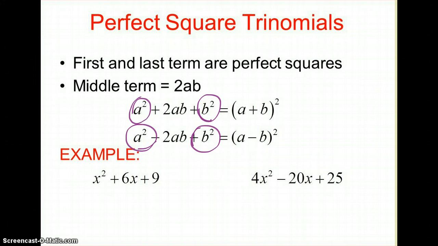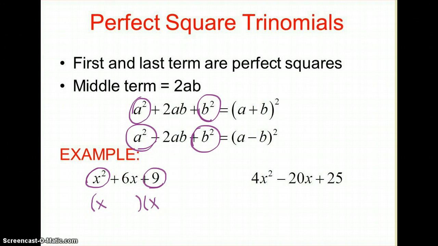But if I have a perfect square at the beginning, like for example here I have x squared, and I have a perfect square at the end, 9, you'll also notice that it's plus both times at the end, not a minus. Then I'm going to check and see if this factors as a binomial squared. So in other words, what am I squaring to make x squared? Well, that would have to be x.